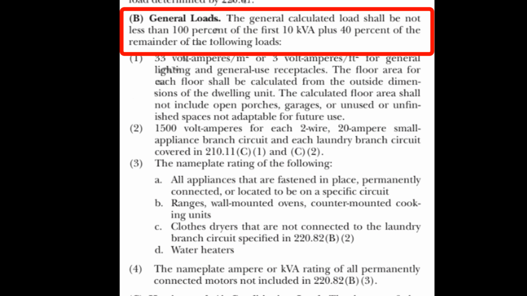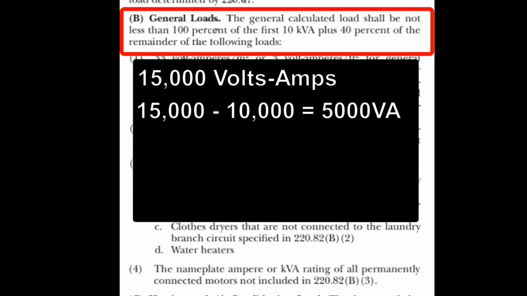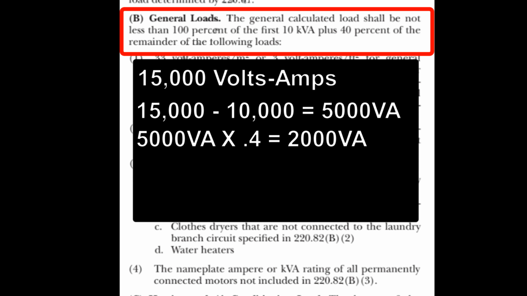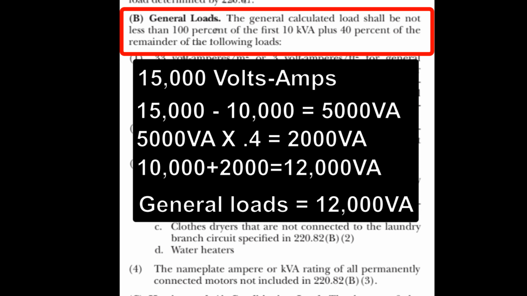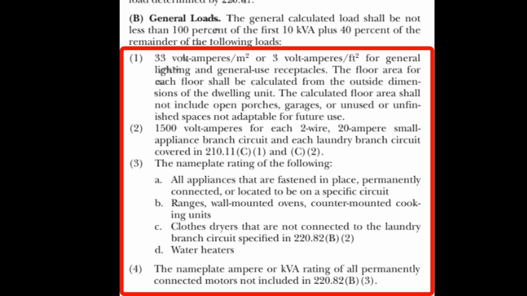B. General loads. The general calculated load shall not be less than 100% of the first 10 kVA plus 40% of the remainder of the following loads. So we include the first 10,000 volt amps plus 40% of the volt amps over and above 10,000. For example, if we had 15,000 volt amps, we'd add 10,000 plus 5,000 times 40% to calculate the general load demand. 220.82(b) defines 4 types of loads we must include.